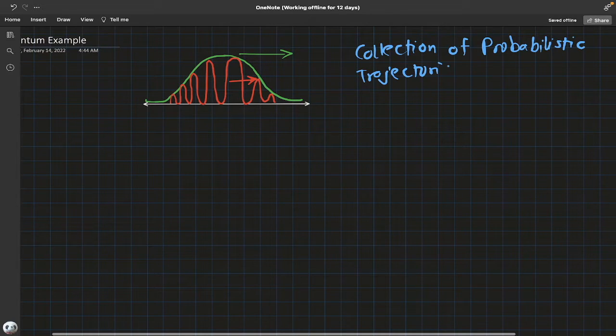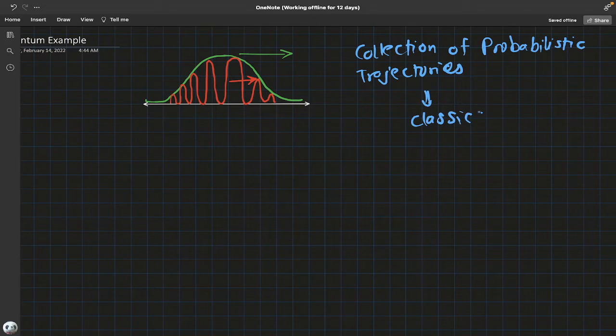Trajectories should correspond to what happens classically. So if you're passing an electron through a slit and observation happens, then it's going to behave in a classical manner. So it should correspond to classical behavior in some way. Now, one way to deal with this necessity condition is to have a wave packet.